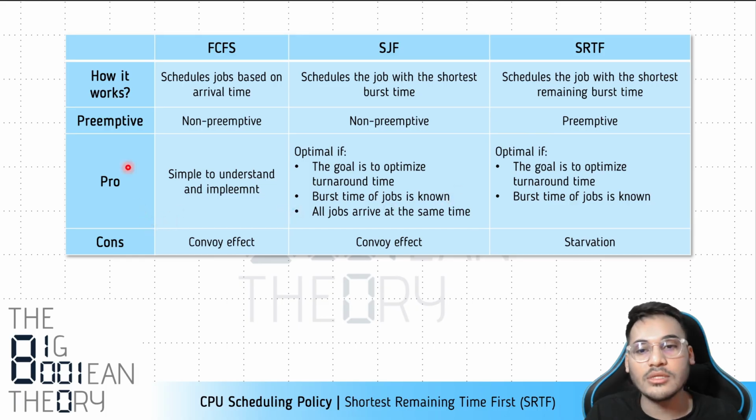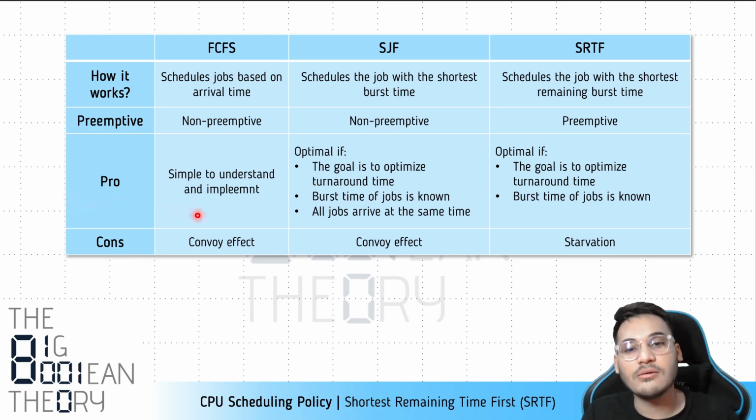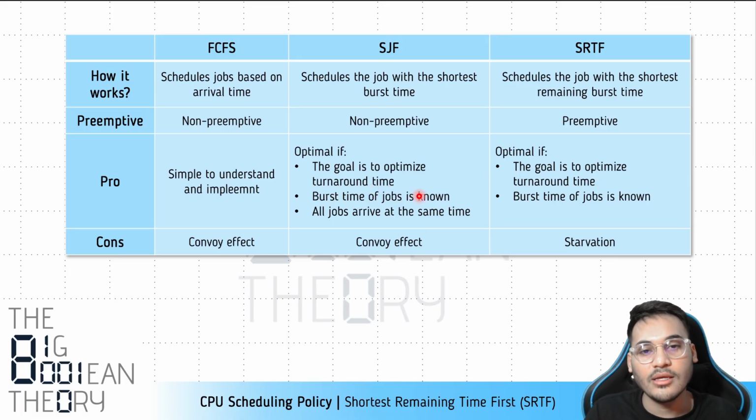And finally, let's talk about the advantages. We already talked about the cons. The advantage of FCFS is that it is very simple and easy to implement, right? Then for the other two algorithms, SJF is optimal for batch systems, with three conditions for optimality. We are optimizing for turnaround time, the burst time of the jobs is known, and all jobs arrive at the same time. Similarly, SRTF is also optimal. It's just that this condition is relaxed, that is, all jobs need not arrive at the same time. If we know the burst times of all the jobs, and if our goal is to optimize for turnaround time, then SRTF is optimal, right?